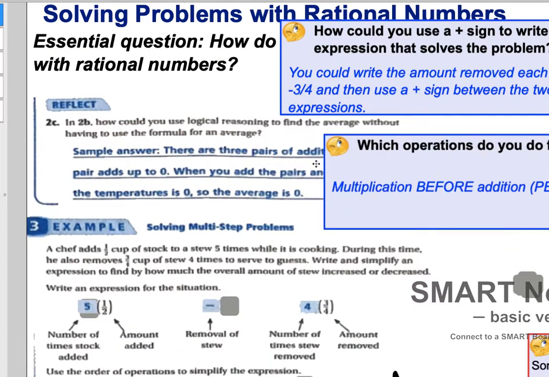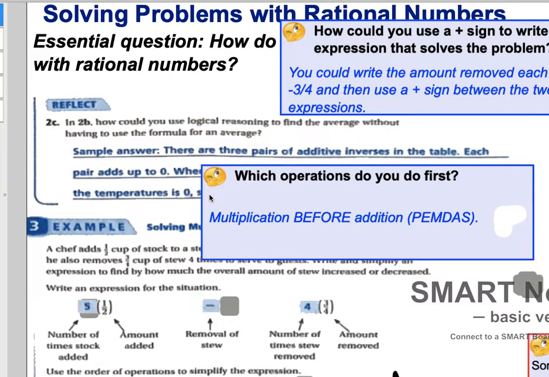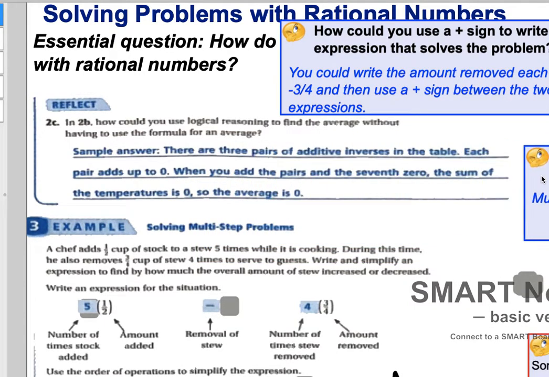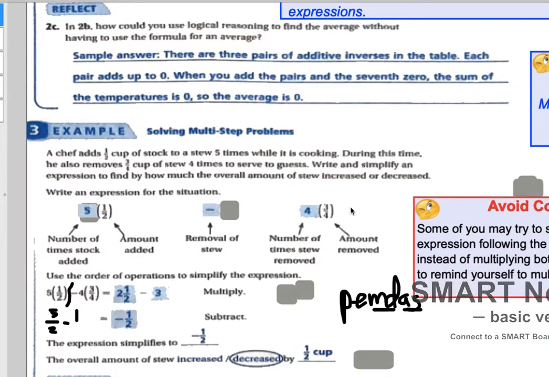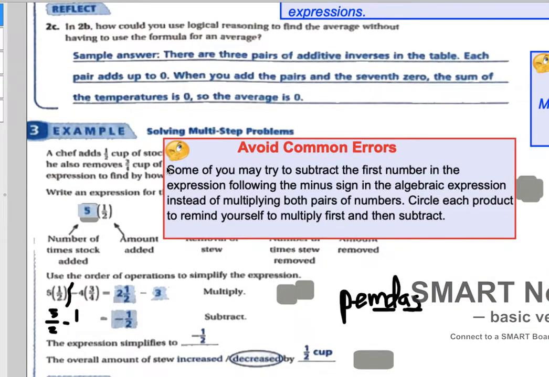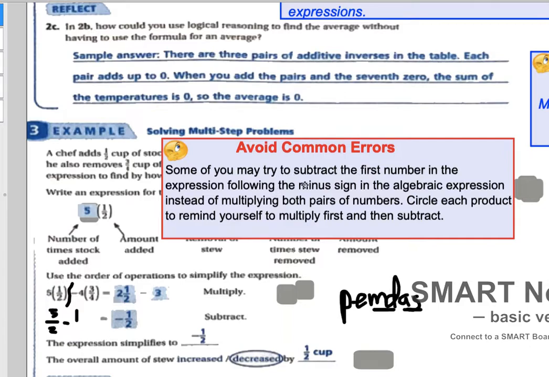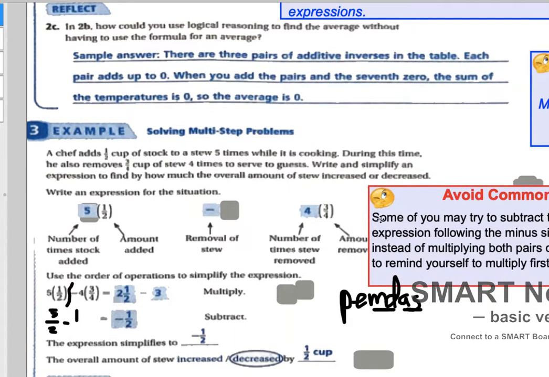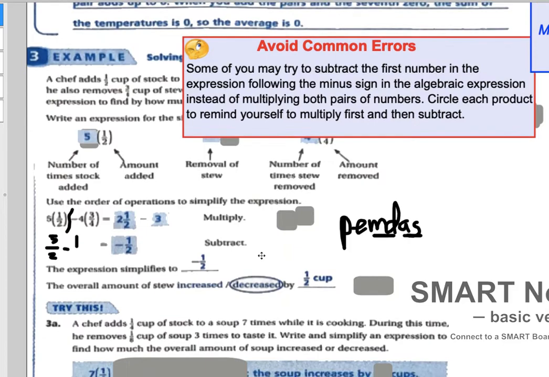So again, operation math, multiplication always comes before addition unless it's in parentheses. And then it's important to understand, some of you may try to subtract the first number in the expression following the minus sign. Remember to circle each product to remind yourself to multiply first and then subtract. And I'll leave that up here so you can see that. And I'm going kind of fast, but you can pause.